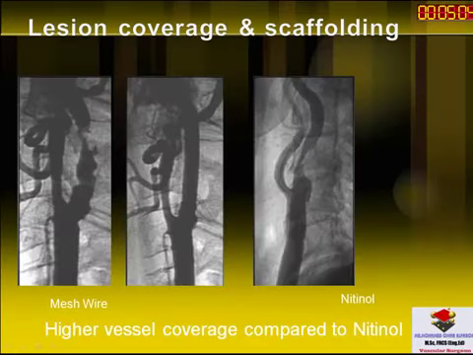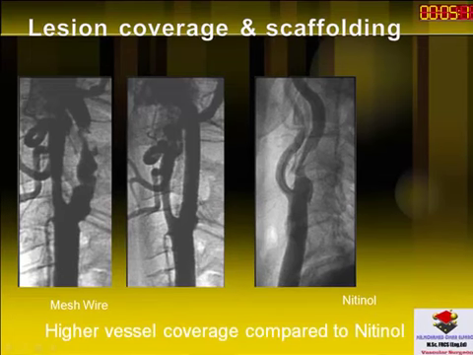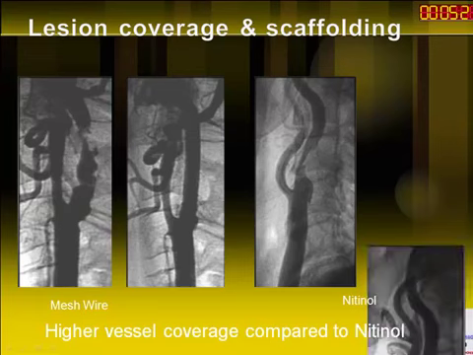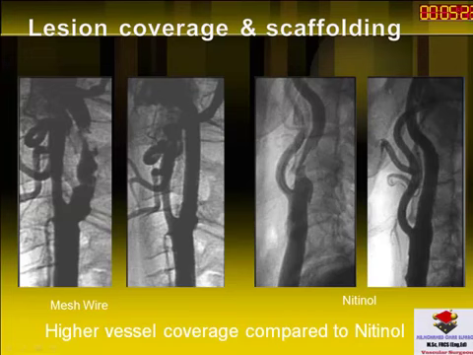Again, if you're looking for better scaffolding, like this nasty looking lesion with an ulcer crater and maybe fresh thrombi, you're looking for a vital characteristic of your stent, which is lesion coverage and good scaffolding, which happens with a mesh wire stent. And then you can get such a picture if you put a mesh wire, and the other picture if you put a Nitinol stent.